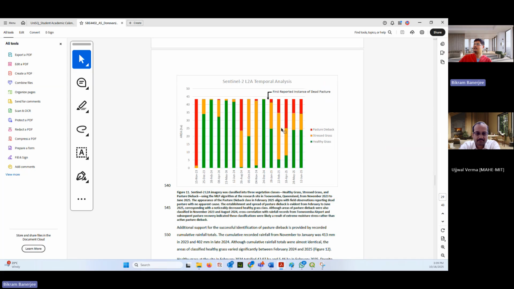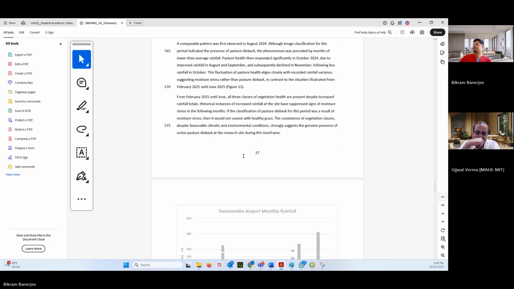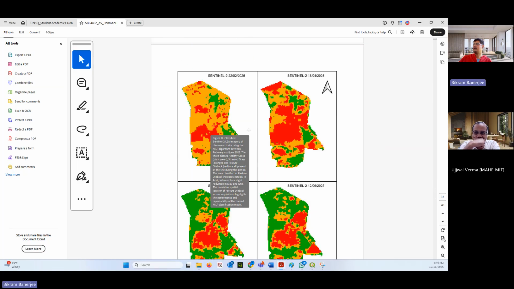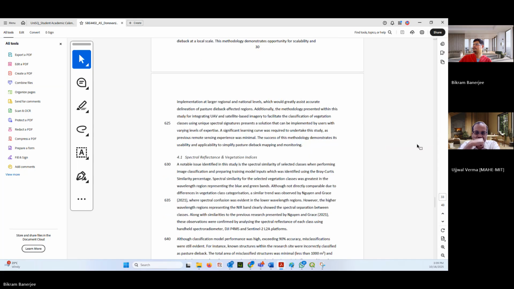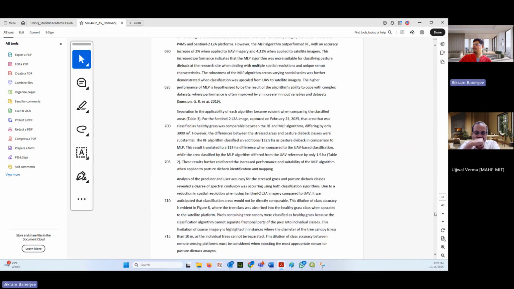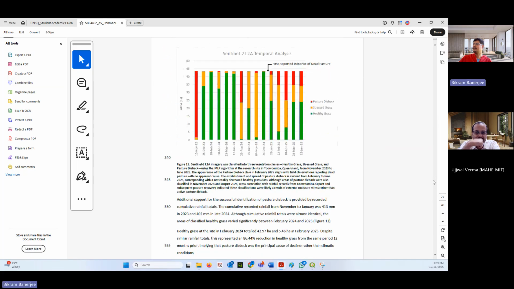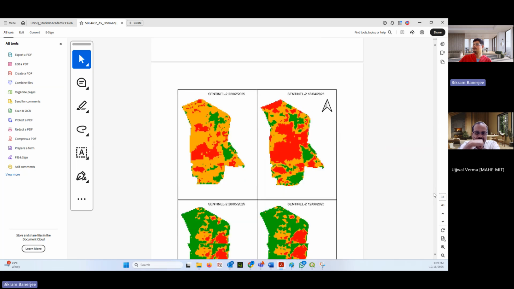And this is the first reported incidence of dead pasture, and you can see it is increasing. We also see some sort of a recovery, but it doesn't come back to the same levels as the previous decades. And then there are other analyses we have done. So we have investigated the satellite, but not too much.